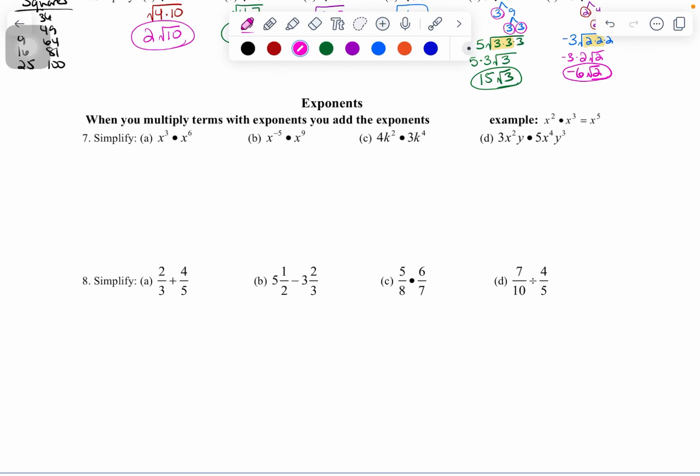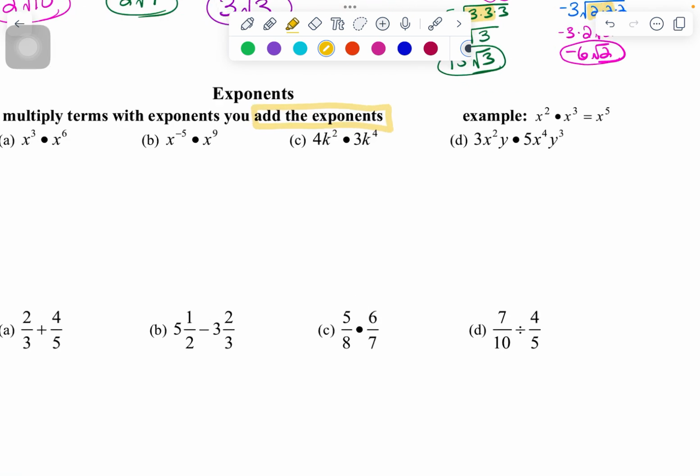All right, so we're still in the world of notes 4 here, but this time we're going to talk about the next little section, which is on exponents. And basically, folks, for these, if you're going to multiply terms that have exponents like bases, then you simply have to add the exponents. And there's a little example here.